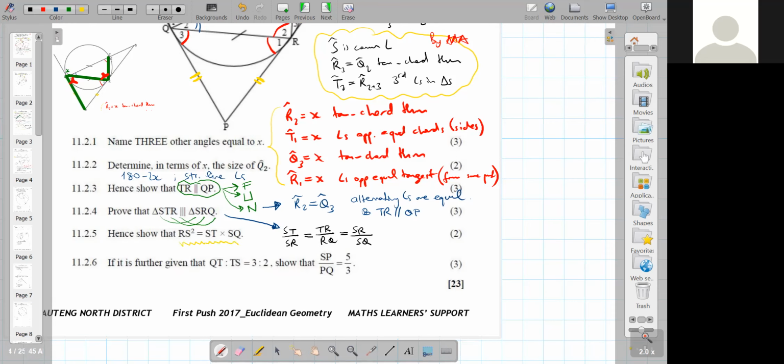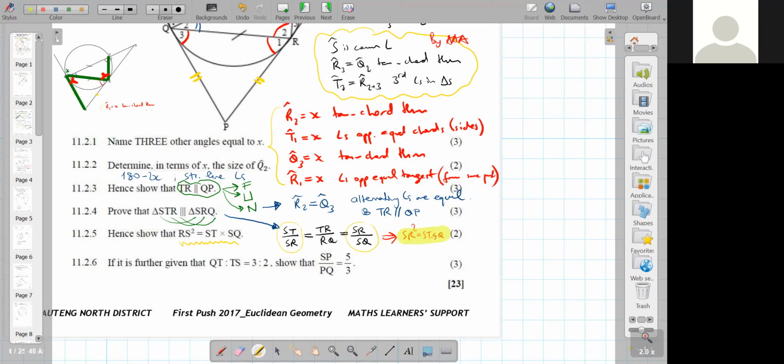Okay, there is SR, there is ST, so I'll take the first one definitely, and I'll take the last one. Yes, obviously, when I cross multiply this, I will get what they want. You just cross multiply and get SR squared is what? ST times SQ, done. 2 marks. That's it. So you can easily get what they want in that case.